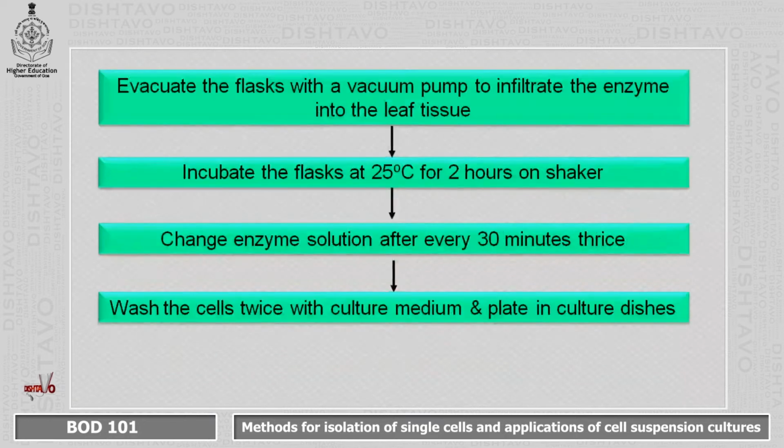Next, evacuate the flask with a vacuum pump to infiltrate the enzyme into the leaf tissue. Incubate the flask at 25 degrees for 2 hours on the shaker. Change the enzyme solution after every 30 minutes, thrice. Lastly, wash the cells twice with culture medium and plate in culture dishes.